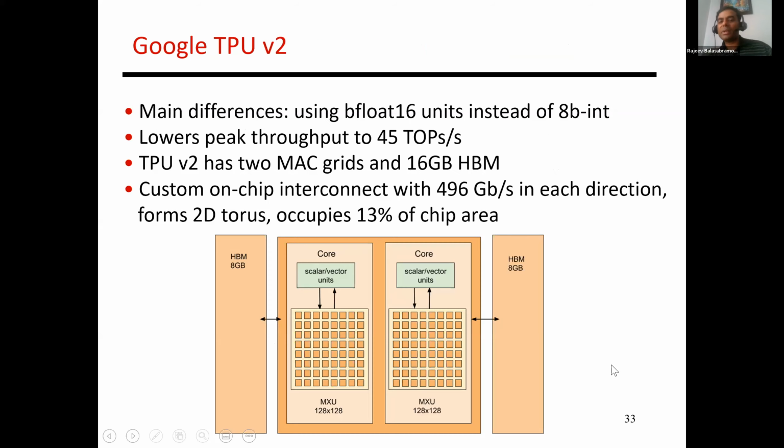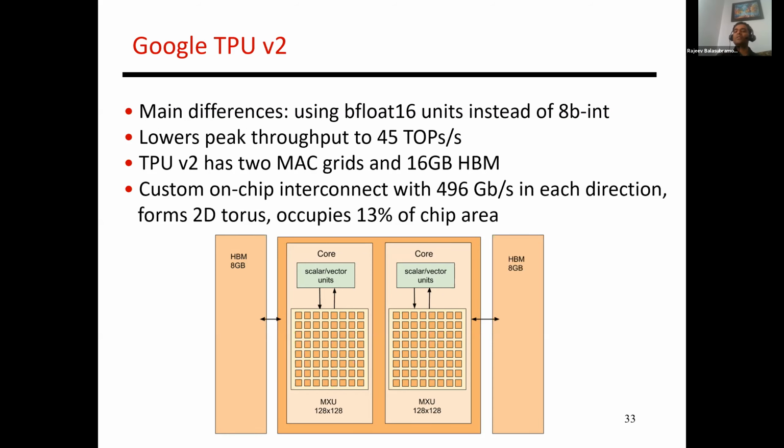Okay, so now let me move on to a couple of other topics in terms of training. And this is pertaining to what commercial systems are trying to do. So we saw that the Google TPU v1 was focused on inference. The version 2 focuses on training. And you'll see that there aren't that many differences.